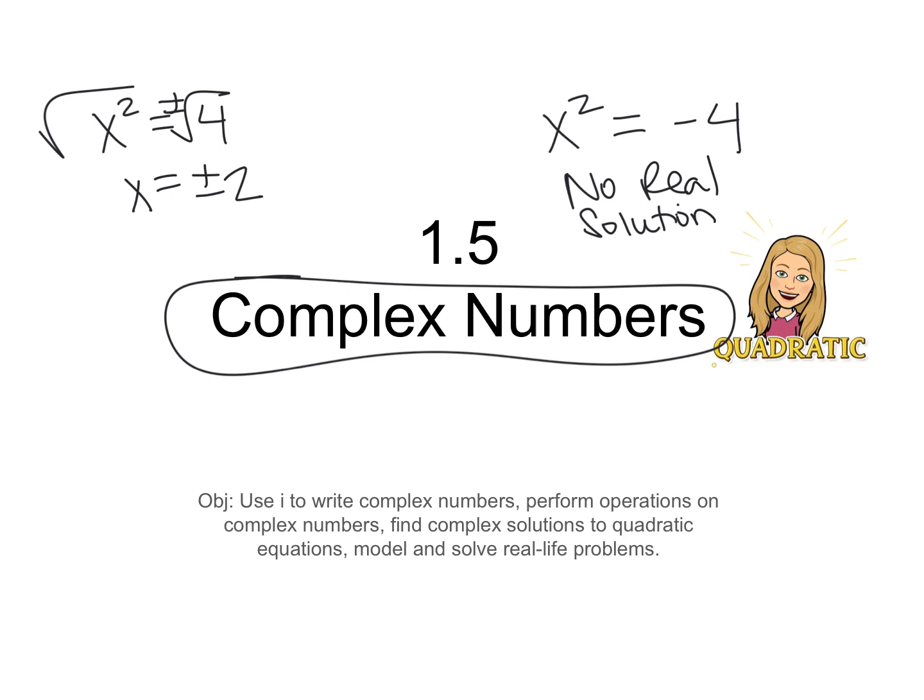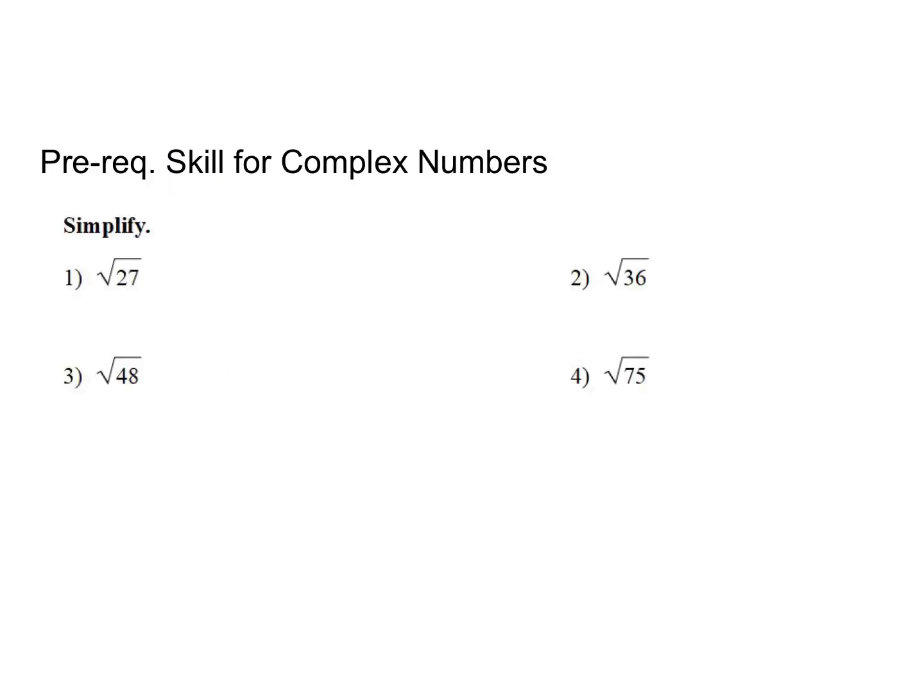They are called imaginary numbers, but they do exist in the real world, and they have helped us to have things like cell phones and computers and all sorts of things. We will need to review, though, the simplified radicals before we start this.